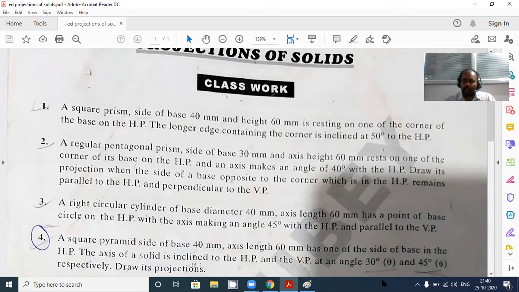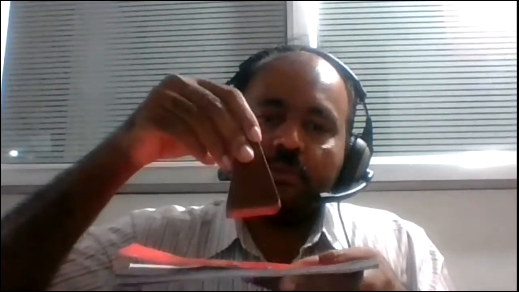But first of all, we will see what is HP and what is VP. Consider this horizontal plane. Horizontal plane is called HP. And a vertical plane is like this. Suppose my body is the vertical plane. If the object is resting here, then we call it resting on HP. And if the object is resting here, then it is called resting on VP.